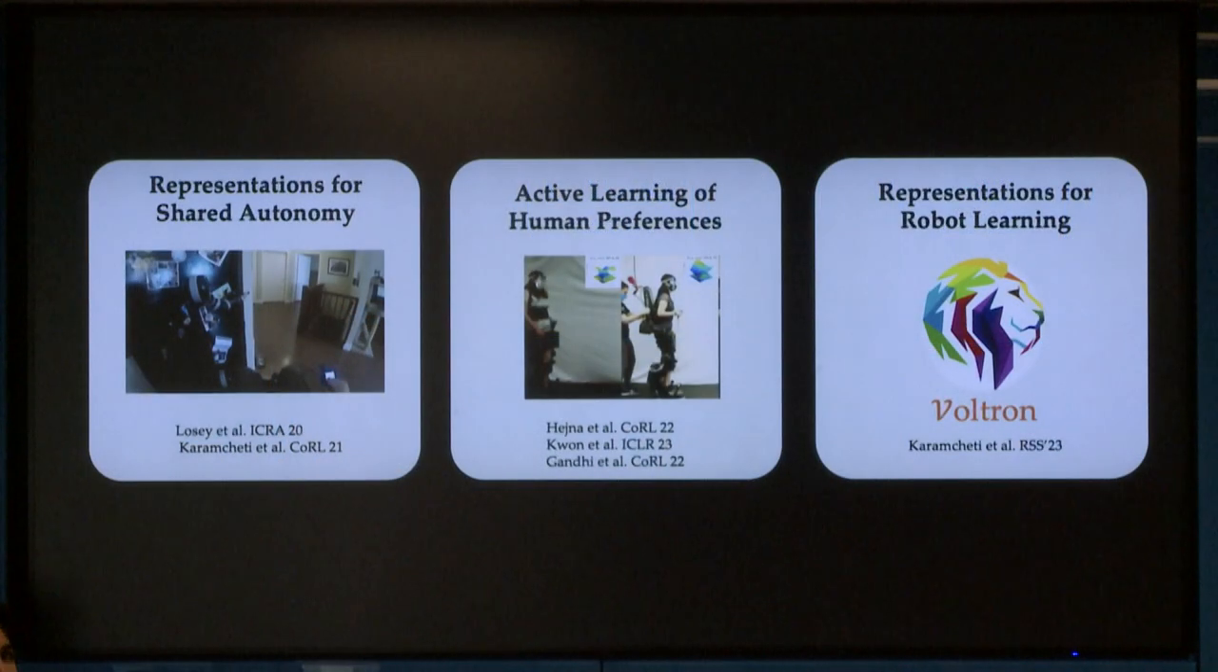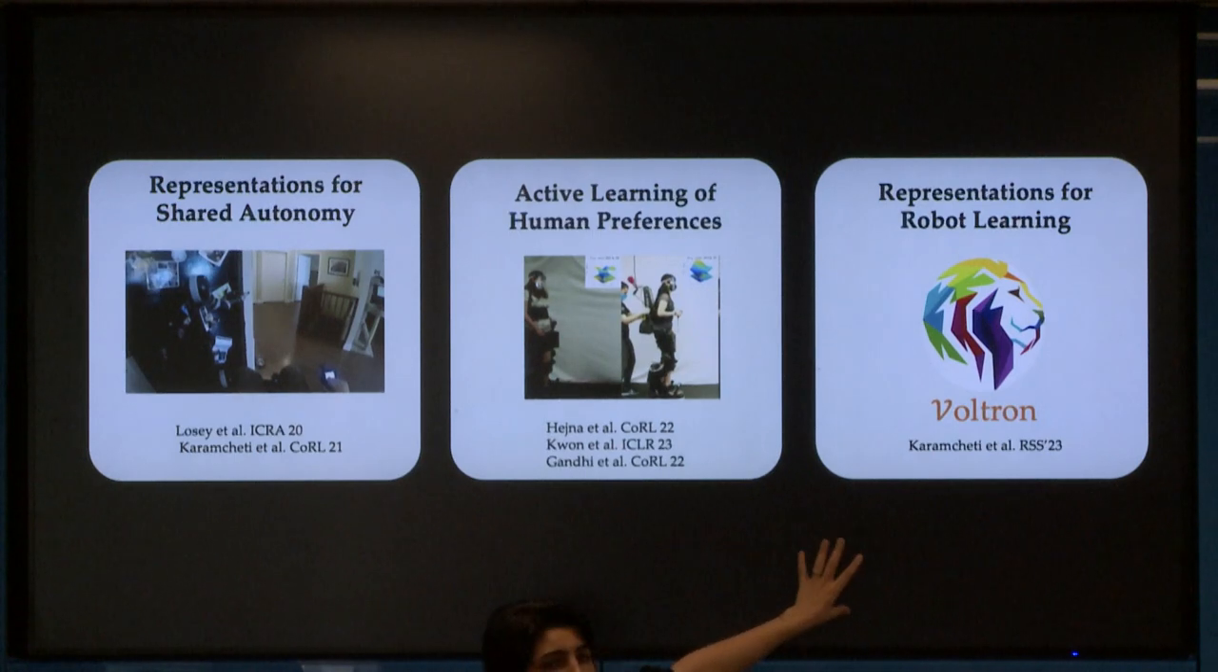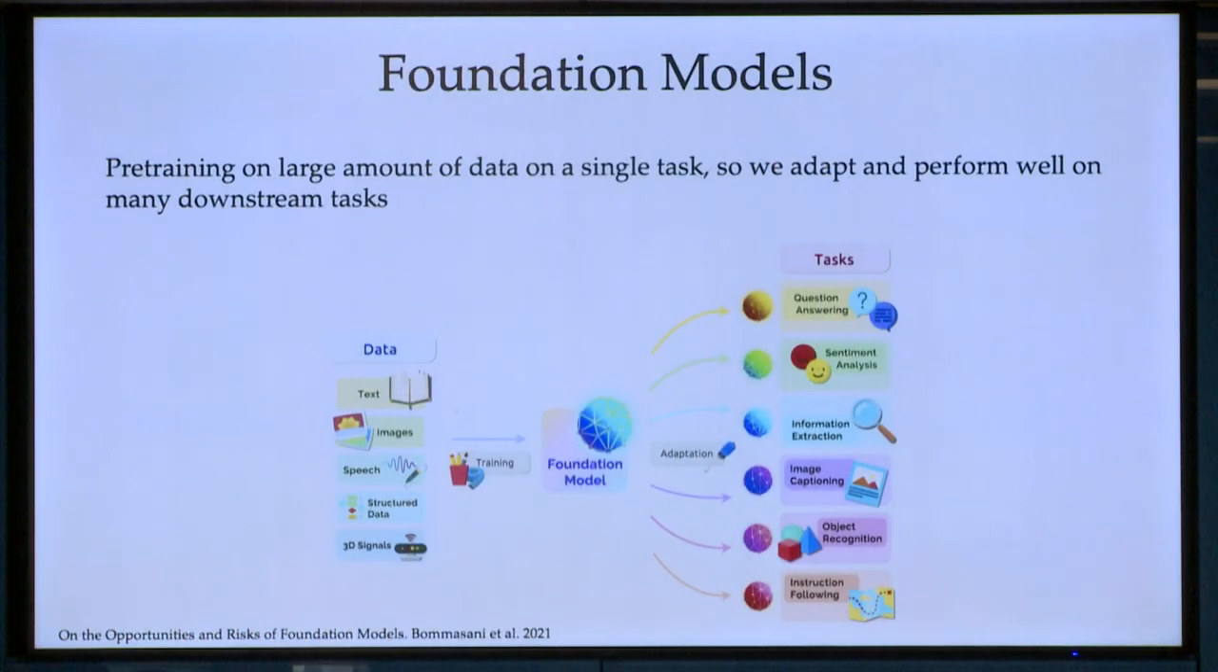All right, so I'm going to spend 2 minutes on this last piece. And the last piece is really about learning representations more generally for robotics and what that means. And coming from Stanford, I feel like I got to talk about foundation models.